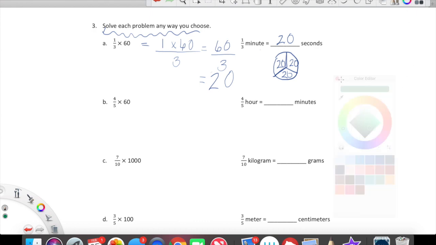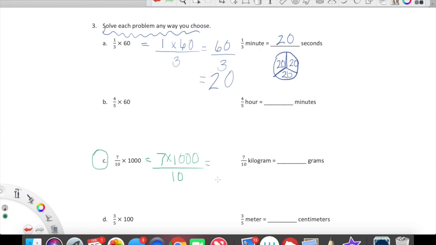Let's take a look at this, since we were talking about powers of 10 here at the end of the day. Here we're looking for 7/10 of 1,000. What that means, you guys, is up top we're looking at 7 times 1,000, and then on the denominator on the bottom is 10. So 7 times 1,000, or 7 times 1, is 7 with 3 zeros. The denominator is 10. We know how to do 7,000 divided by 10.